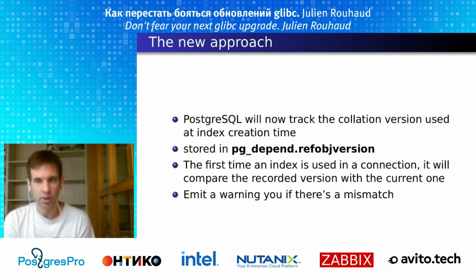To solve this problem, Postgres will now, since Postgres 14, track the collation version when an index is created or reindexed, and it will store all the information needed in the pg_depend catalog table. So there is now a new refobjversion column that was added. Then, the first time an index is used in any new session, Postgres will compare the recorded collation version with the one currently installed as your operating system reports, and it will raise a warning if they don't match.